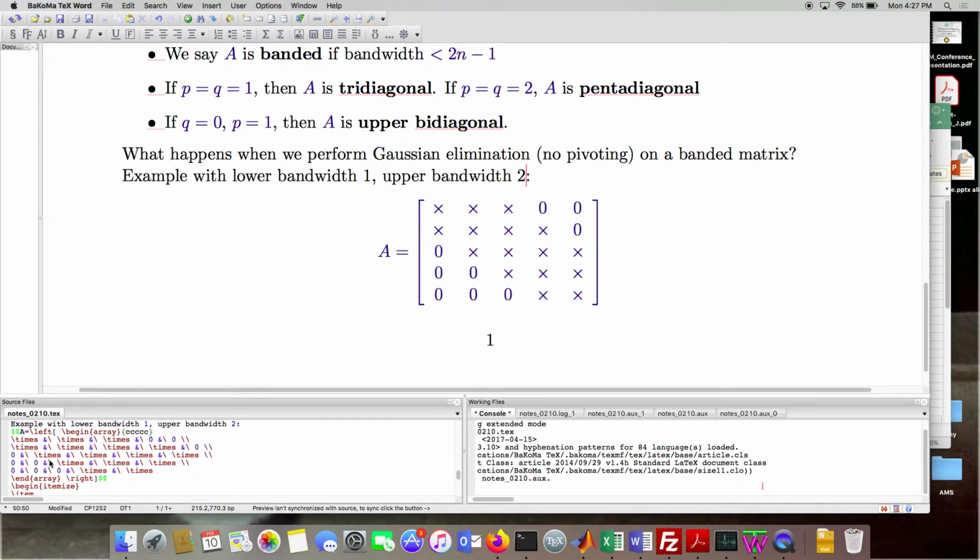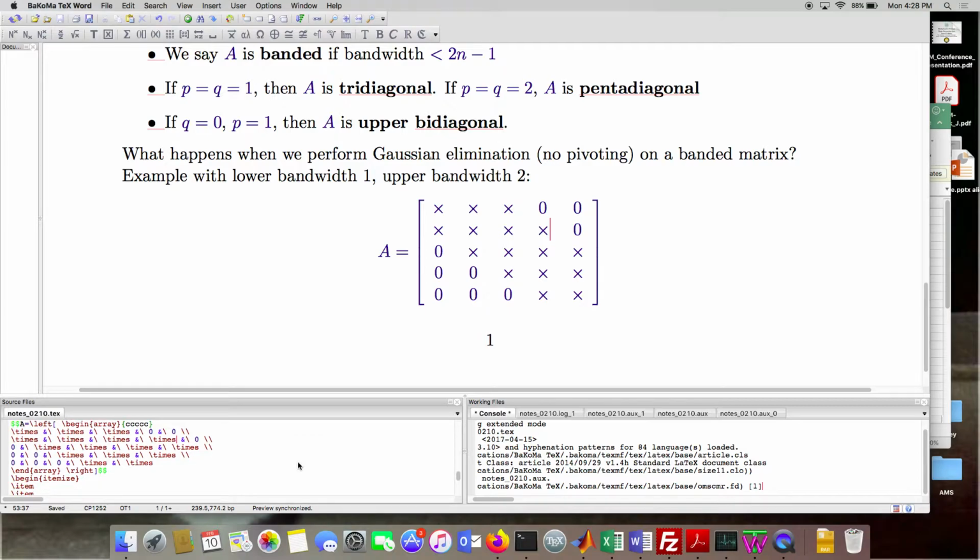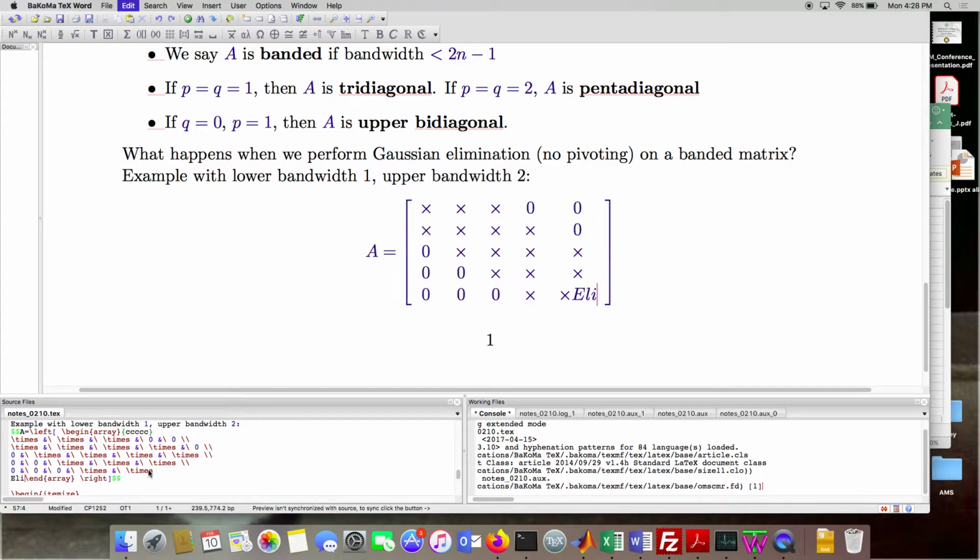Okay, now what I'll do is, if I'm in the first column, I have this one non-zero entry to eliminate. So the lower bandwidth is 1. The lower bandwidth indicates how many non-zero entries are ready to be eliminated. Now, I'm going to take a multiple of this row and subtract it from this row. So I can see here I only have 1 entry, but is that really going to be true for the rest of the way? So let's find out, just to be sure.